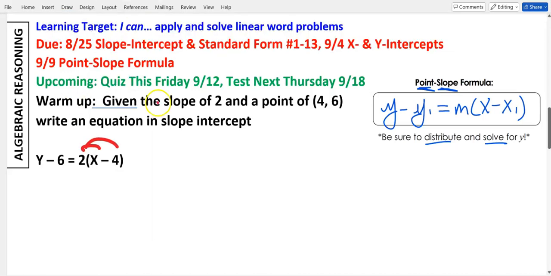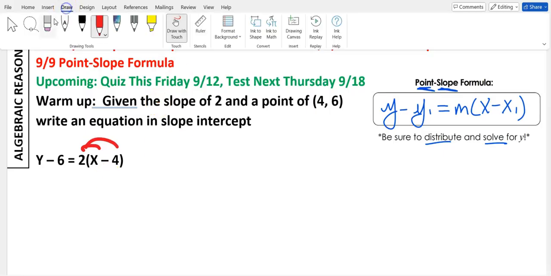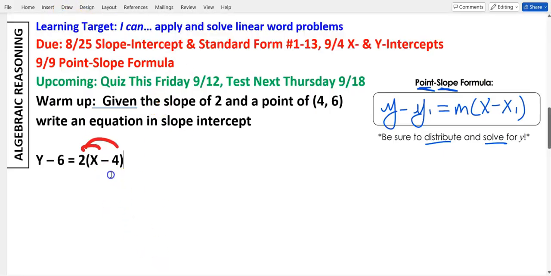Okay, then you want to distribute. Listen up. Y minus 6 equals 2 times x is 2x. 2 times negative 4 is negative 8.